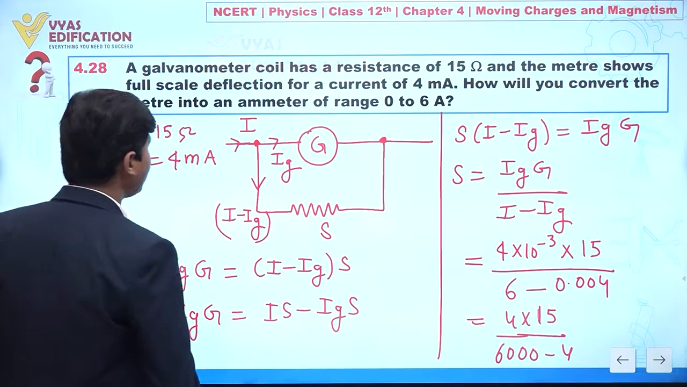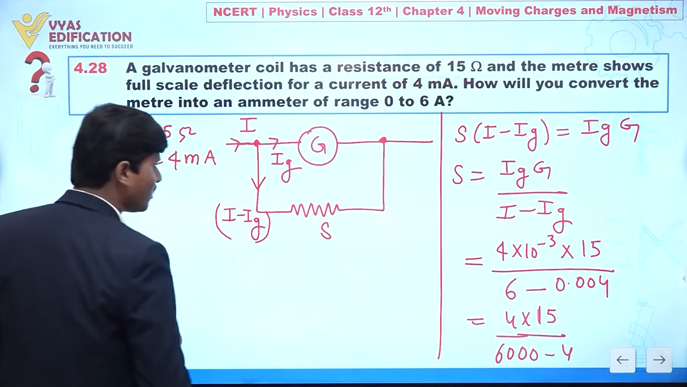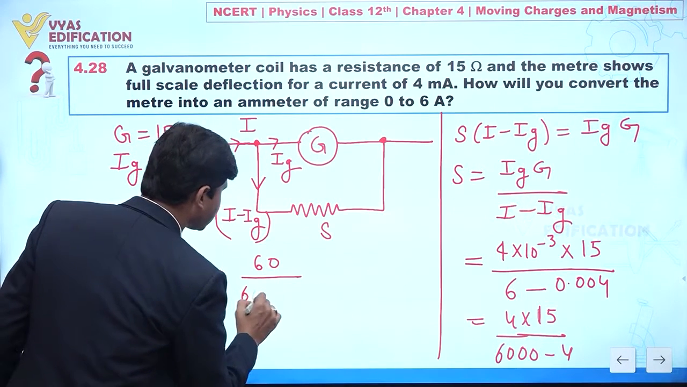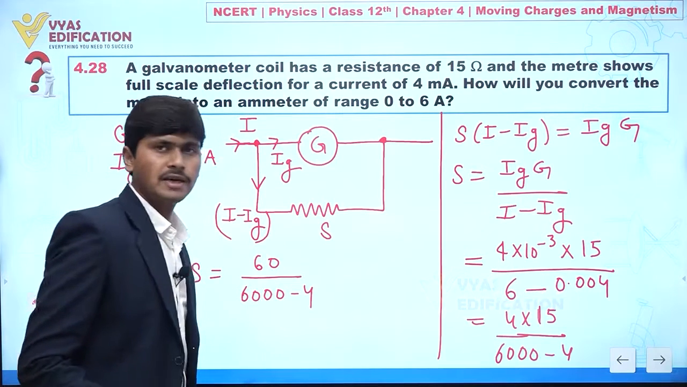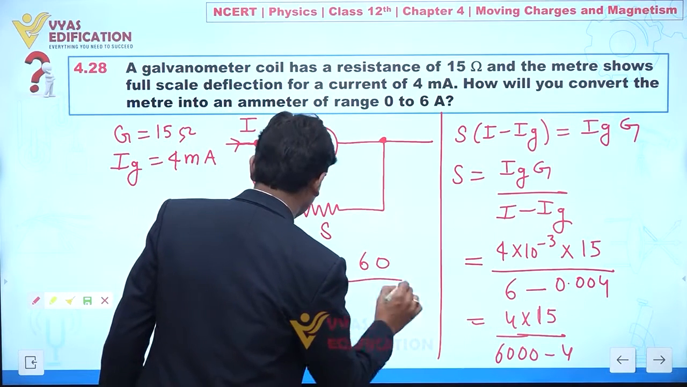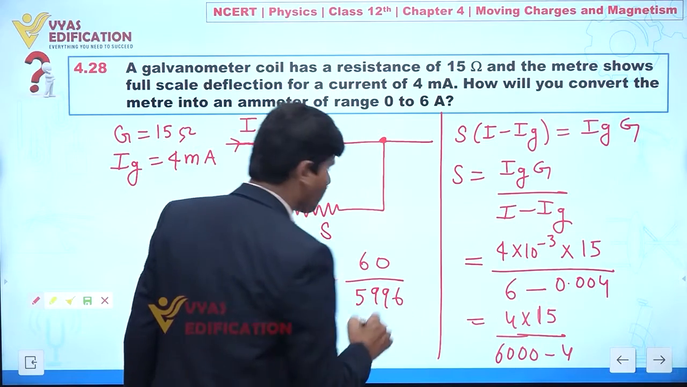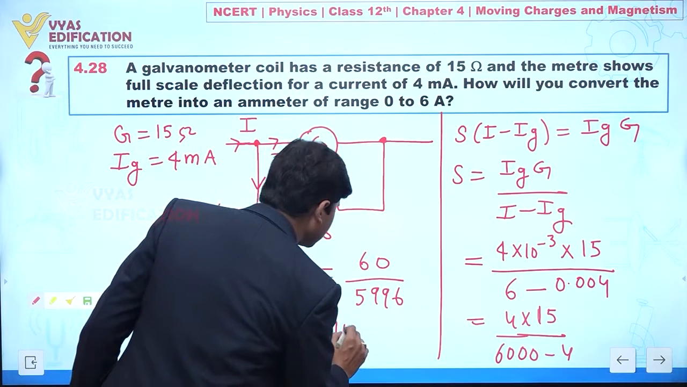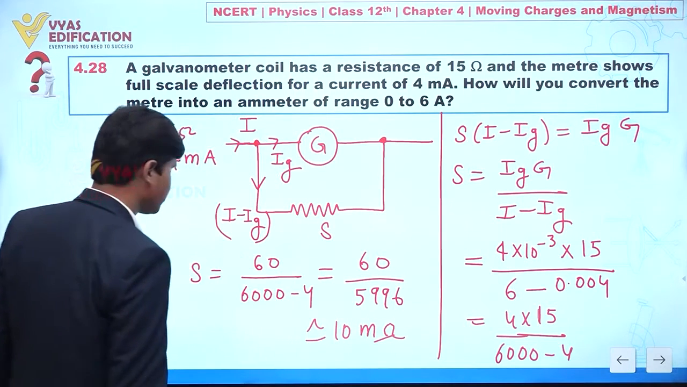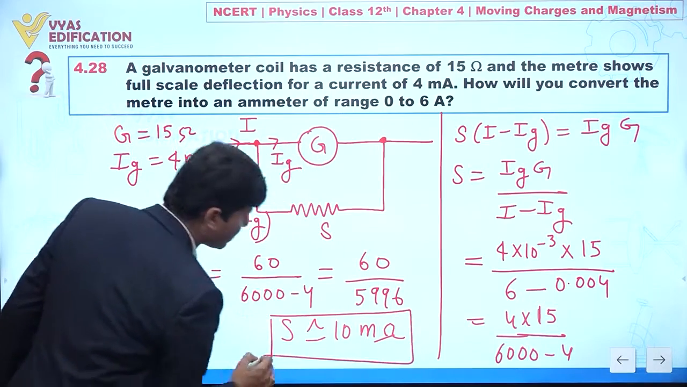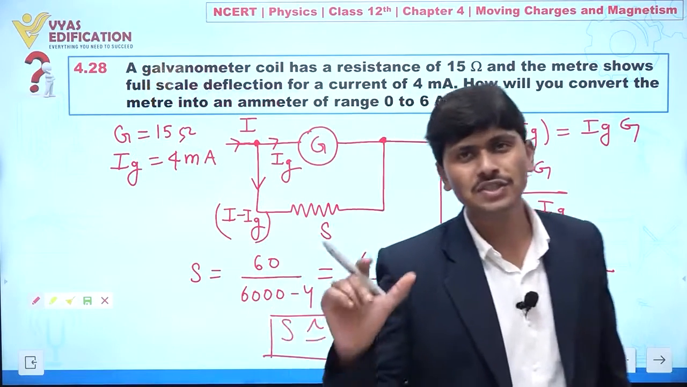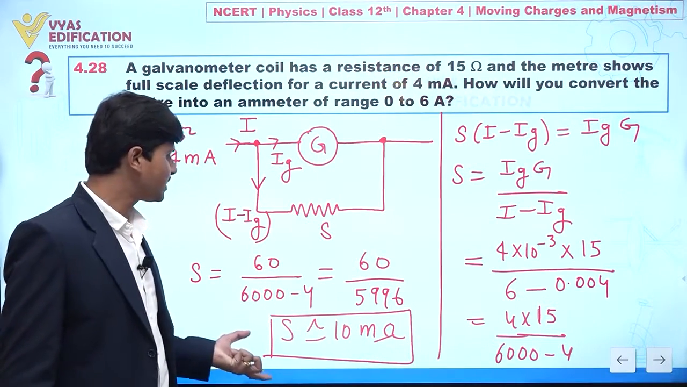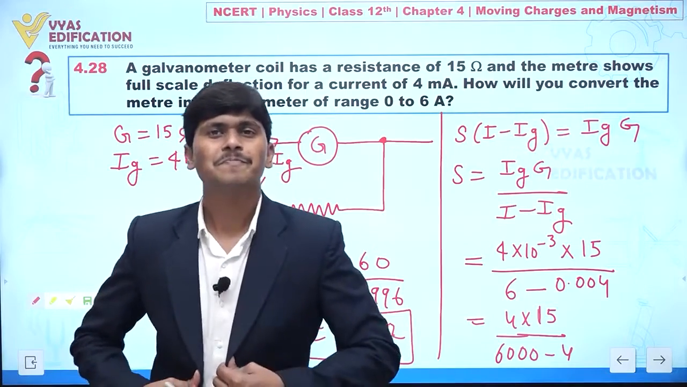If we calculate the value of the shunt resistance, we find 60 divided by 6000 minus 4, so 60 divided by 5996. If you calculate this, you will find approximately 10 milliohm. So we are getting a very small value of shunt resistance. The correct answer of this question is a shunt resistance of 10 milliohm, and this is all about this question.